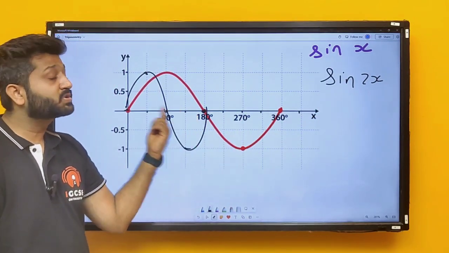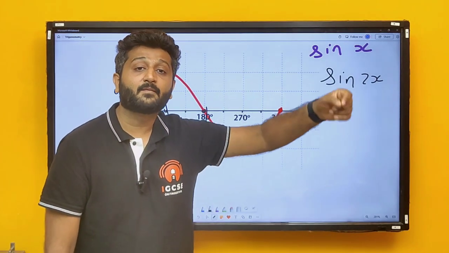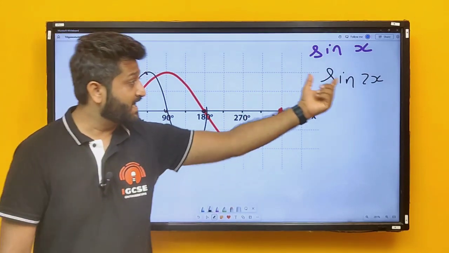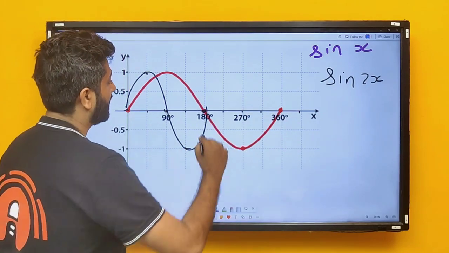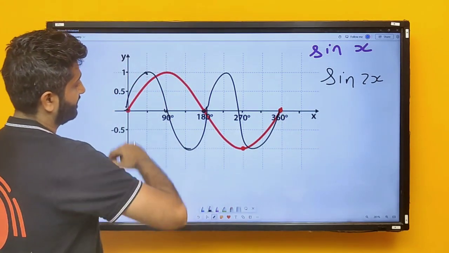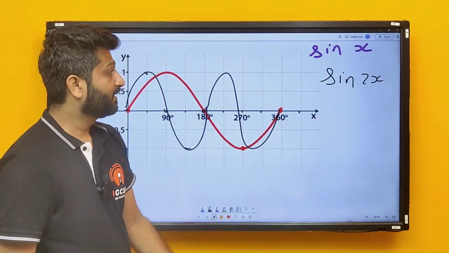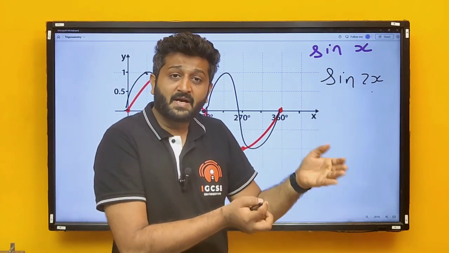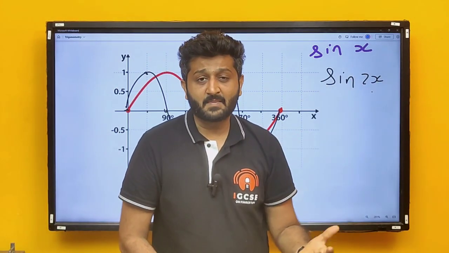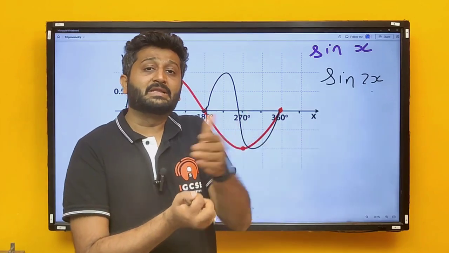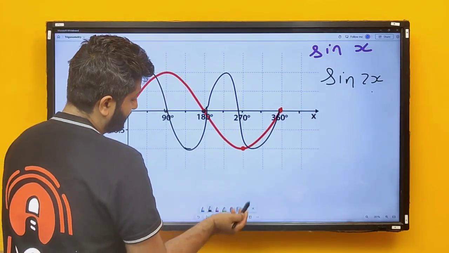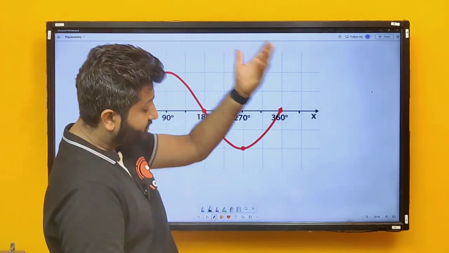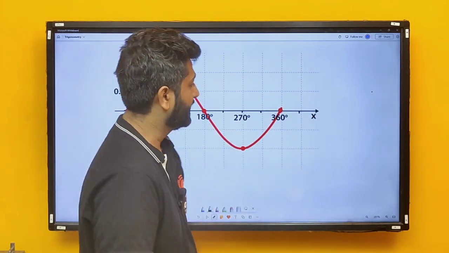Now if you see, the time period has reduced to half. Initially it was taking 360 degrees to complete one full wave, but now it is only taking 180 degrees. So if they tell you to plot the graph of sine 2x from 0 to 360, then you'll have to draw two waves of sine x, the first wave and second wave, right? So 2x means the time period is reduced by half. Had the graph been sine 3x, the time period would have been reduced to one third. So just remember that. In the same way, you can plot the graph of sine x, sine 2x, 2 sine x, 3 sine x, sine 3x, right?